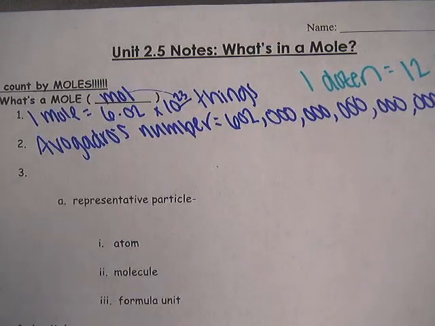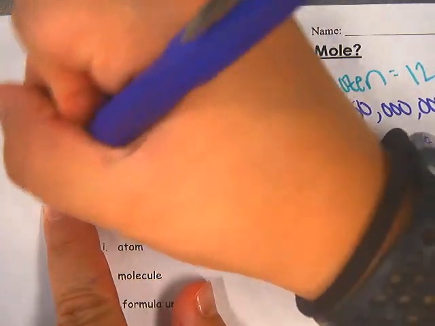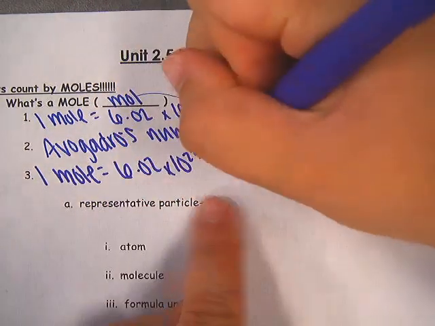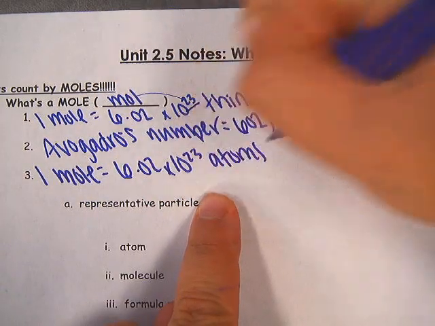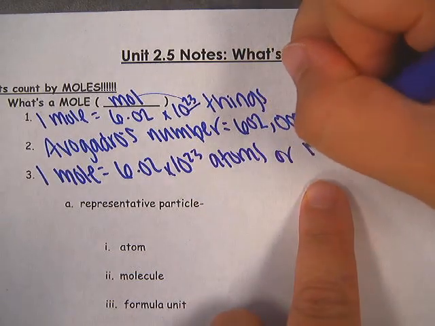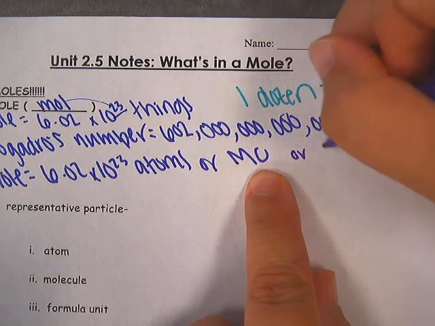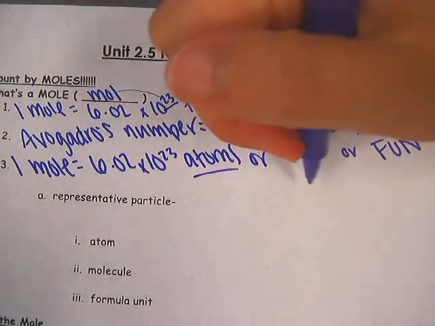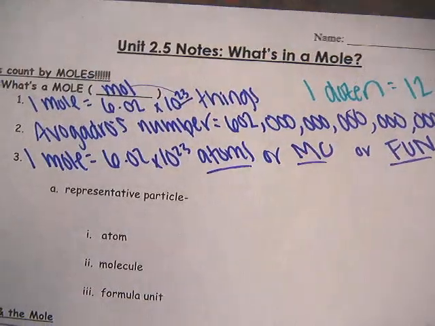And then number 3 on this, I'm going to say that 1 mole equals 6.02 times 10 to the 23rd atoms, or formula units, or molecules, in that order, so it follows this one, or molecules, or formula units. So atoms, or molecules, or formula units. So that's where we'll put that number.